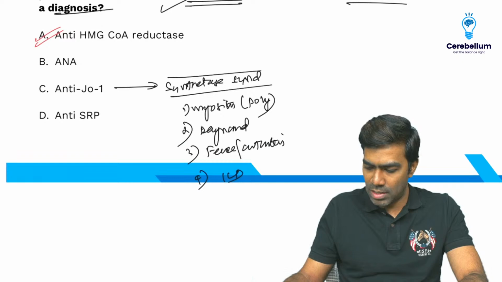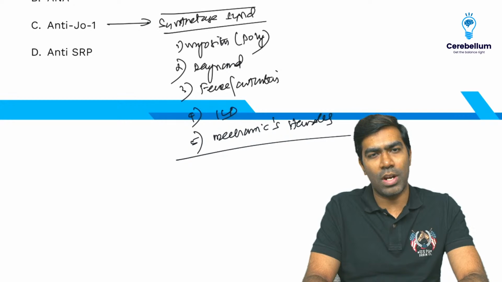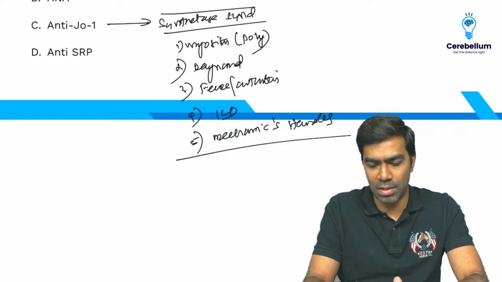And last but not least, they can have something called mechanic's hands. You all know what mechanic's hands are. So these are the manifestations of anti-Jo-1 or any synthetase antibody for that matter. Anti-Jo-1 is an example of a synthetase antibody. Likewise, you have plenty of other antibodies.